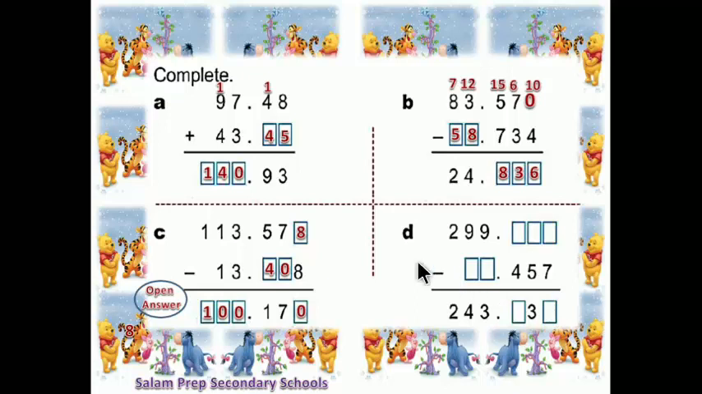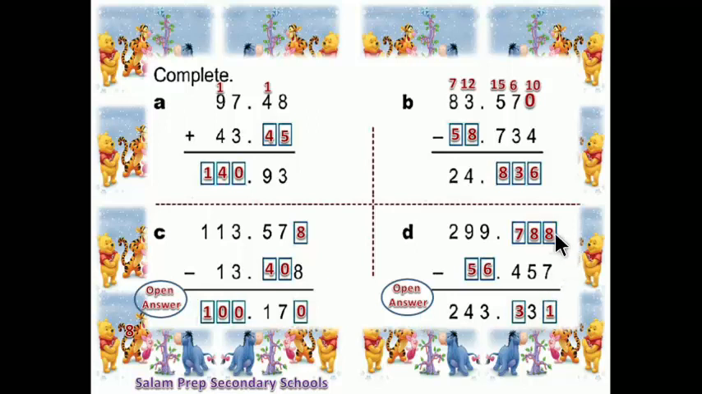The fourth problem, 299.3 missing digits in the decimal part, okay? Minus 2 missing digits in the whole part, 457. In this problem, we have a missing digit in the first number and the answer, okay? This is open answer.